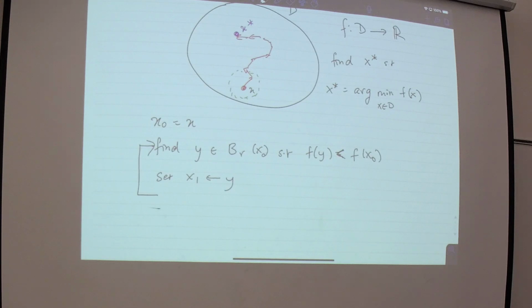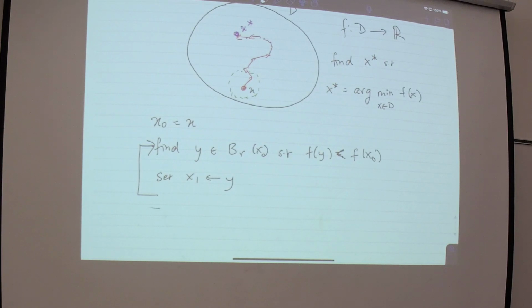Right? So this R, the radius of the ball, is the amount of locality you're incorporating. Suppose I make R infinity. This is the original problem. It's just finding any point that's better, right? So I can make R big or small or whatever.